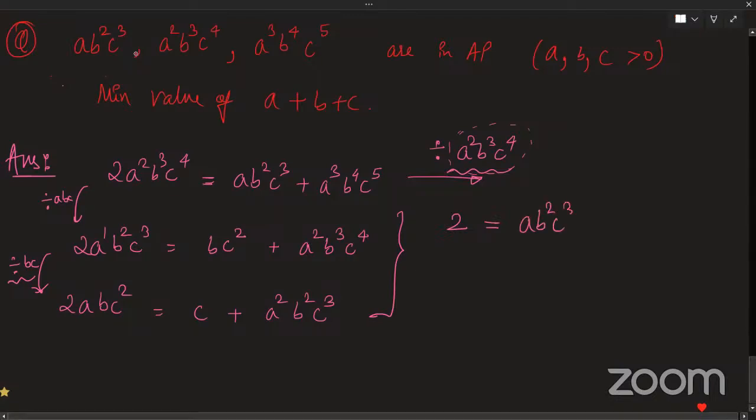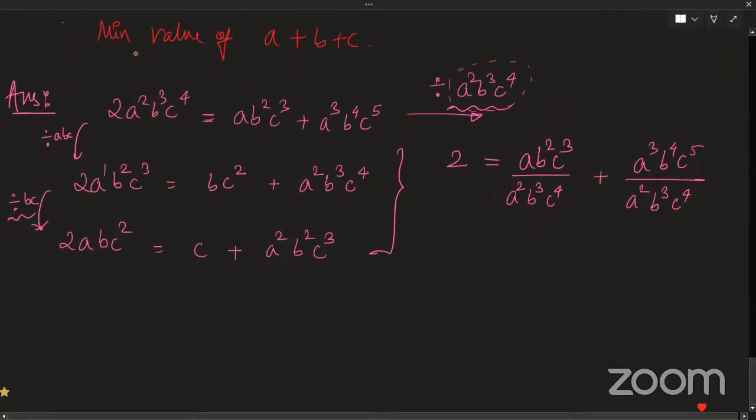So it is a b square c cube by a square b cube c raised to 4, right? Plus, now let us check this one. So we have a cube b raised to 4 c raised to 5 by a square b cube and c raised to 4, right? Can you help me evaluate it? So it is 1 by ABC, right? Yes, sir. And what about this? What is this? ABC. See, my thinking was correct.